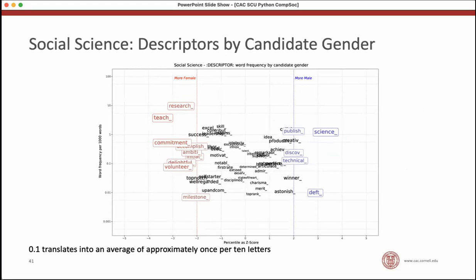Looking at descriptors in social science, it's interesting to me. Again, it does not survive the false discovery rate correction, but it looks like you can make a story that maybe publications and science were a little more emphasized in letters for men, and research and teaching a little bit more emphasized in letters for women. It's my hope that this open-ended analysis will spur future researchers to study these patterns more closely.